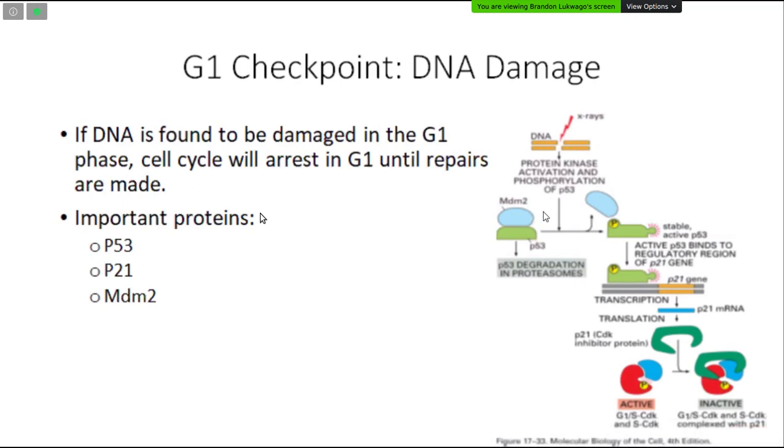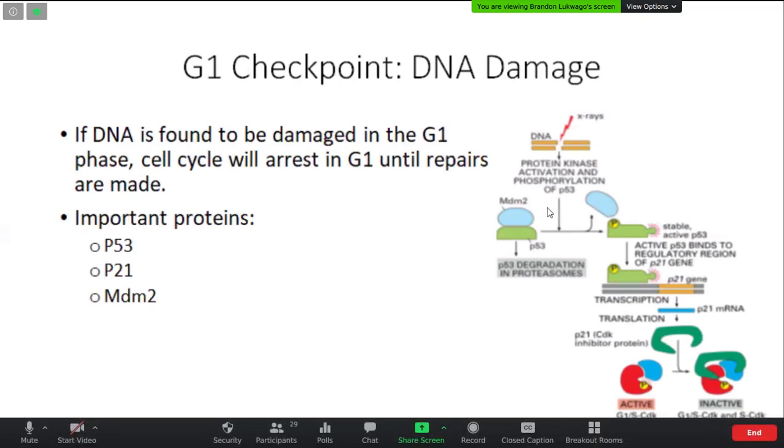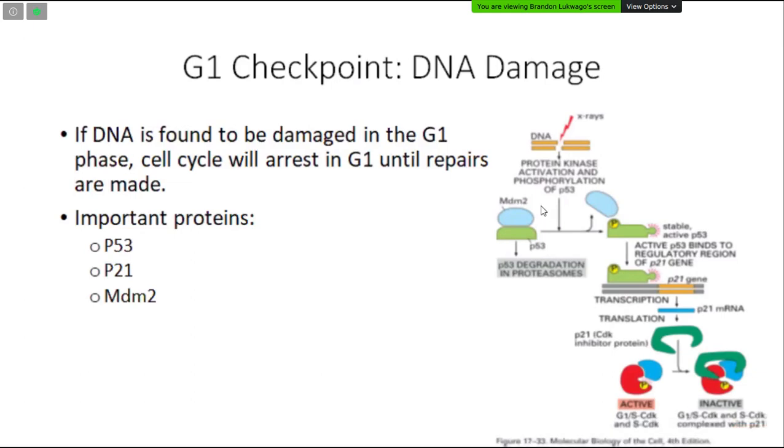Normally P53 is always in the cytosol at very low concentrations. It's always around and it just gets degraded. So if there's no damage in the DNA, P53 will be bound to MDM2, which will, I guess, signal it to be ubiquitinated, and it will just be degraded. If there happens to be DNA damage, it'll increase the amount of P53 and activate the P53.